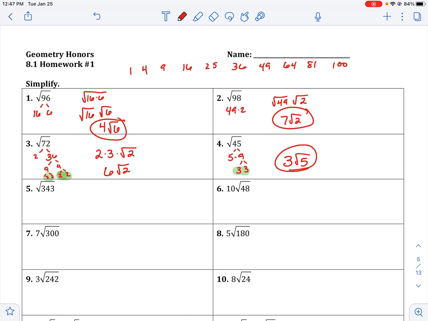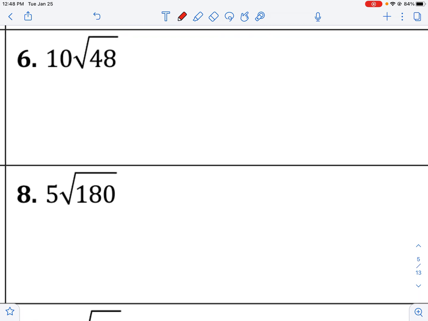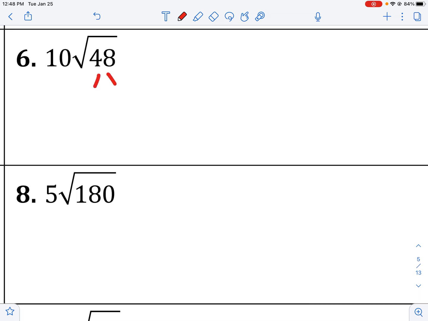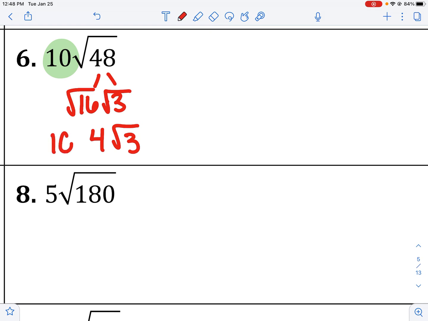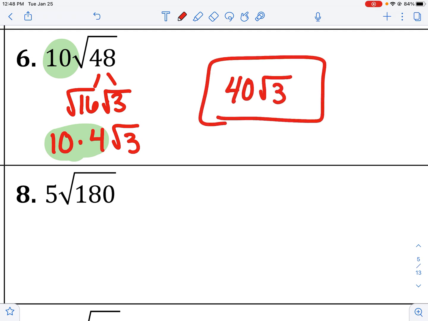Now what do you do when you have a number out front, like on number 6 or 7? Let's take a look at number 6. I can find my factors of 48. So 48 I can rewrite as 16 times 3, or this is 4 root 3. But I can't forget the 10 that was out front. So what this is saying is 10 times 4 root 3. Then I can simplify and combine like terms to get 40 root 3 there.